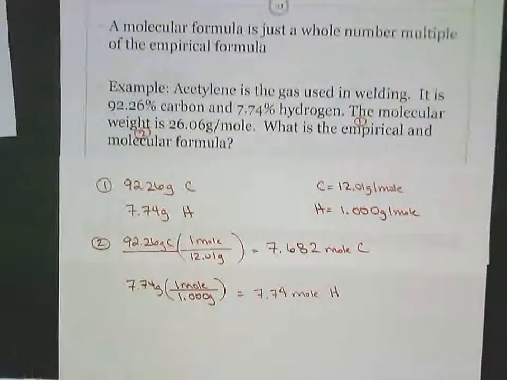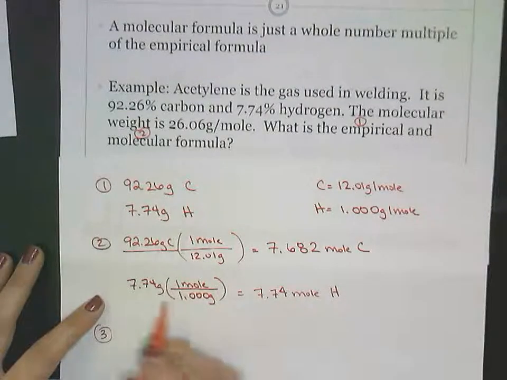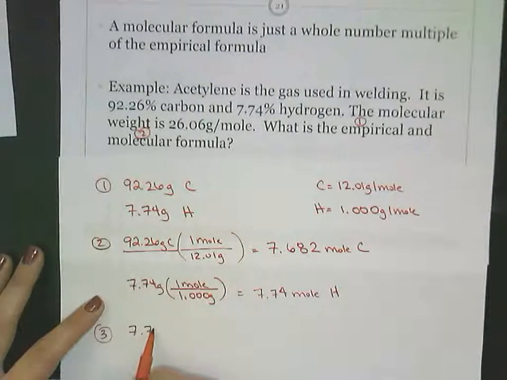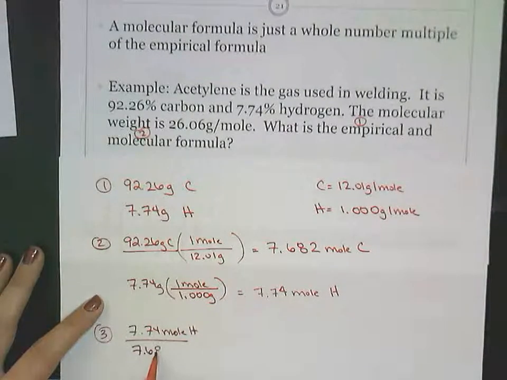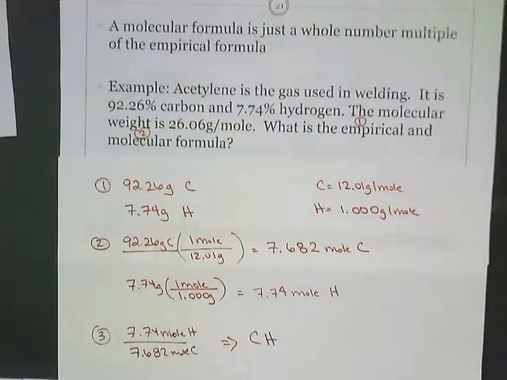All right, so now that I have my moles, how do I figure out their ratio? You can kind of eyeball it. What does it look like the ratio is going to be? 1-to-1, right? So I can say 7.74 mole of H per 7.682 mole of C means that that is the empirical formula, right? 1 carbon and 1 hydrogen.